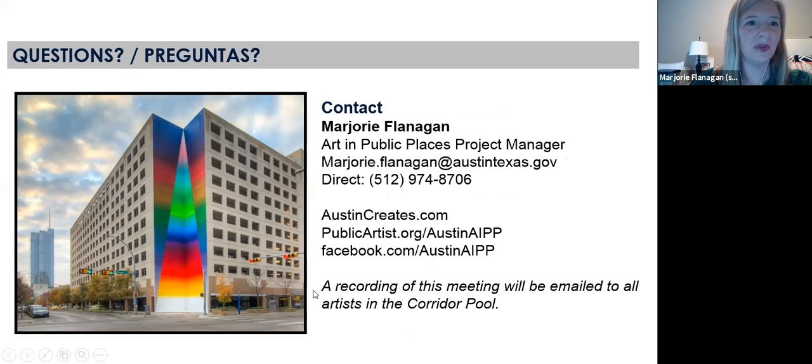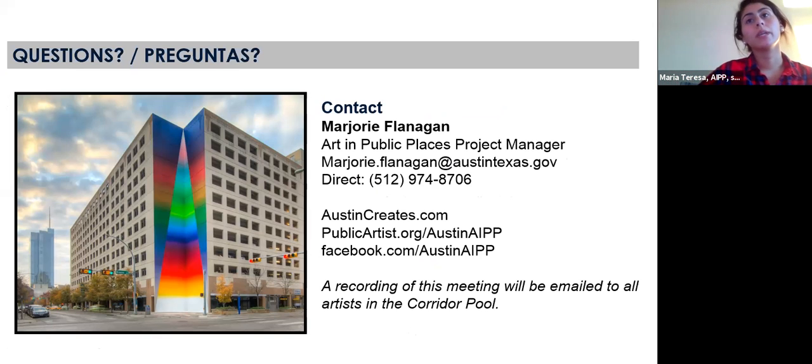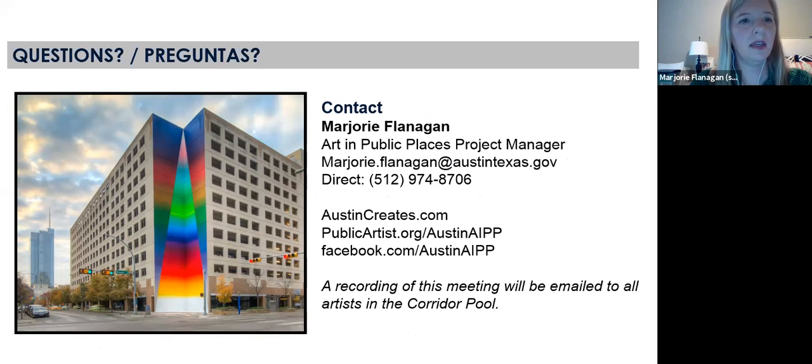Finally, what questions do you have? I am going to minimize my screen, and Maria Teresa is going to help me read questions from the chat. We have 2 right now. The first one is, are we able to share a representative example contract that we'd be using for commissioning an artist? I can possibly share that, yes. David, why don't you email me directly at marjorie.flanagan@austintexas.gov, and I can share that with you.